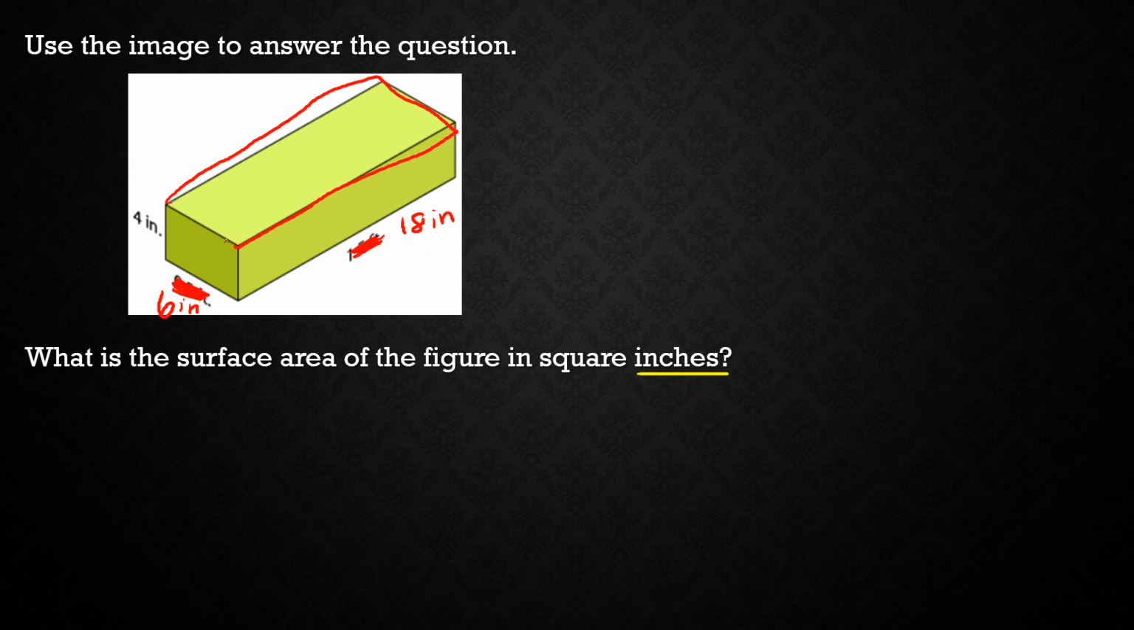On this top here, I know this is going to be 18 and this is going to be 6. And I know that because this bottom side here is 18, which means this top side is going to be 18. If I look over here, this bottom side for the 6, this top side is also going to be 6. So I'm going to have 6 times 18.